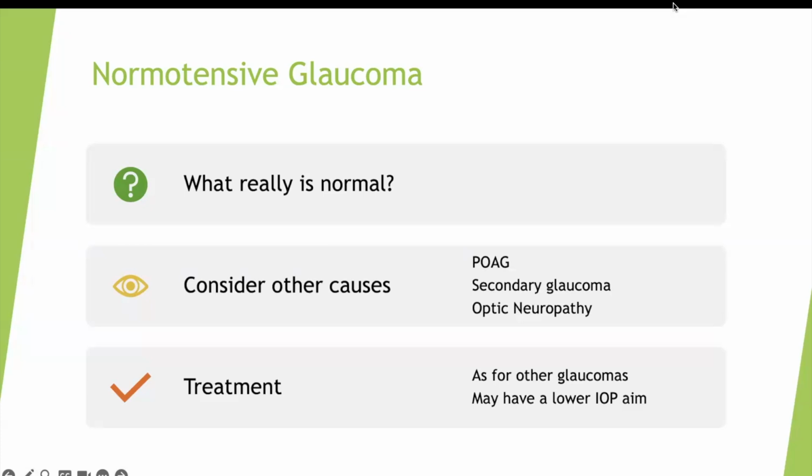And then the treatment is essentially, again, as for other glaucomas. The only difference with normotensive glaucoma is that you may aim for a much lower IOP. And I'll discuss setting an IOP aim in a moment. But essentially, for normotensive glaucomas, aiming for a pressure of 15 or 16 may not be nearly good enough for these patients. You may be aiming for the low teens or even 10 to 11 to try and keep these eyes safe and slow their progression.